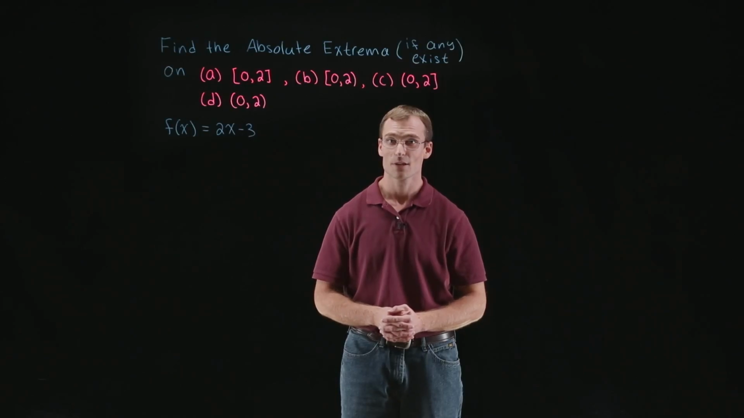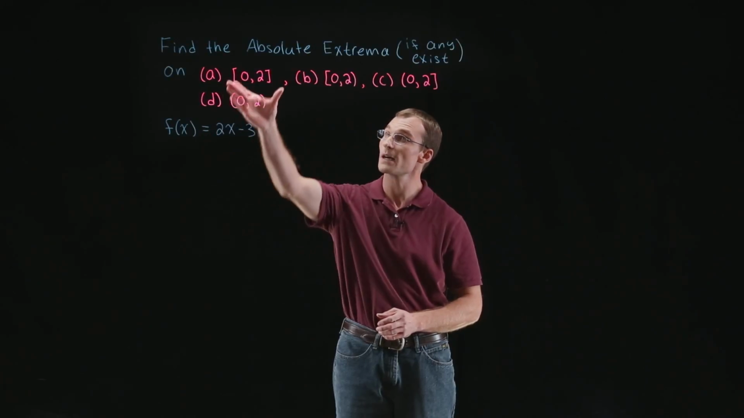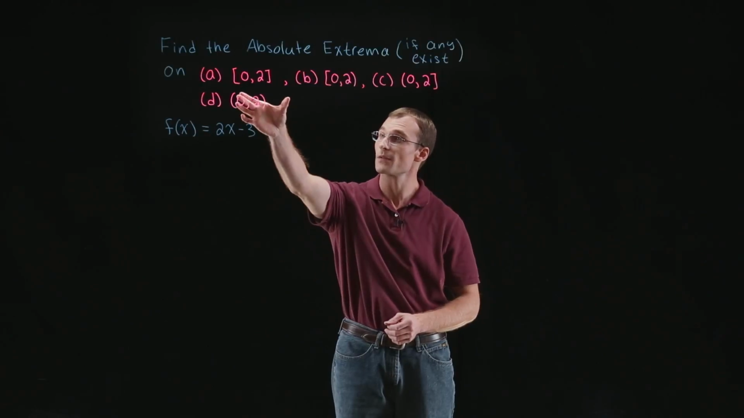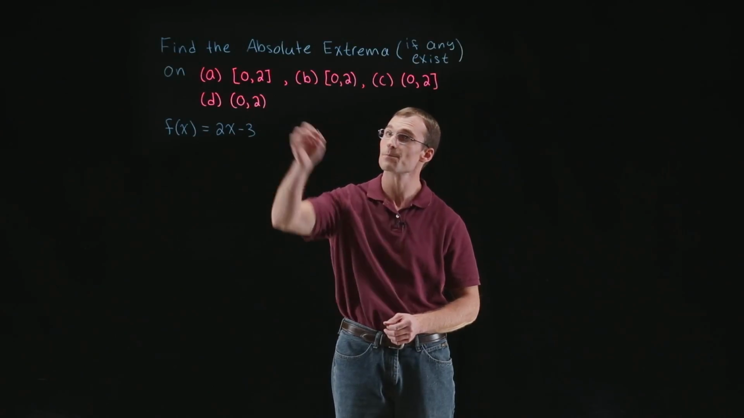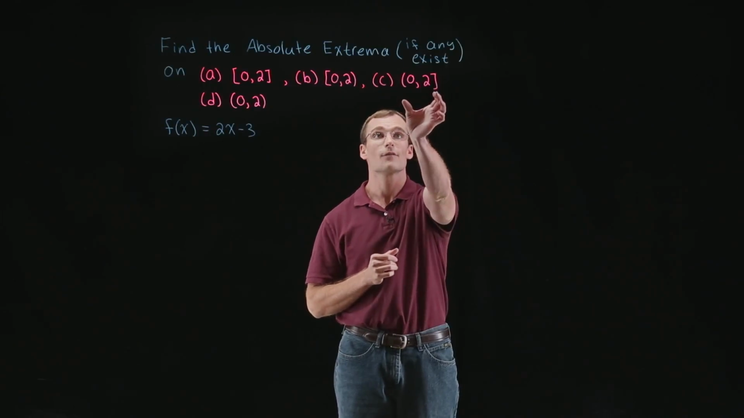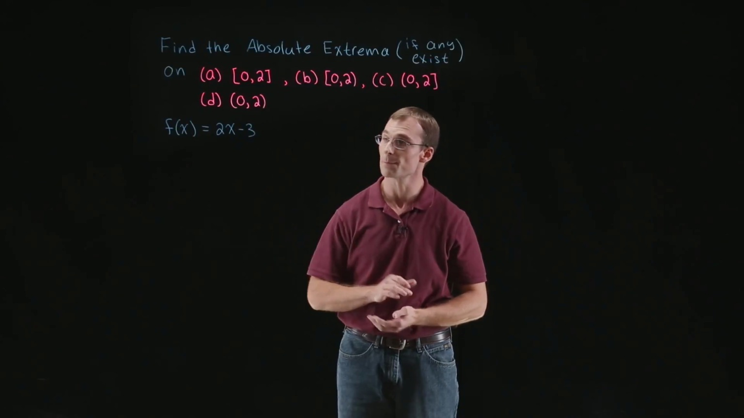Hello everyone, I'm Adam. In this problem, for a function given as f of x equal to 2x minus 3, we're going to try and find any absolute extrema, if any exist, over our four intervals. We have the closed interval from 0 to 2, our half-open interval, closed at 0 and open at 2, our half-open interval, open at 0 and closed at 2, and the open interval from 0 to 2 here.